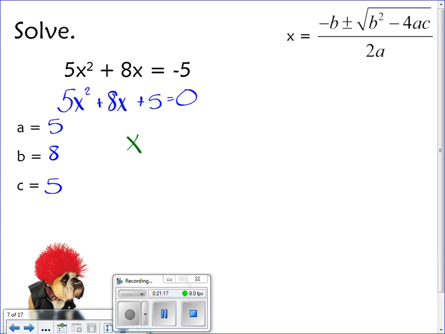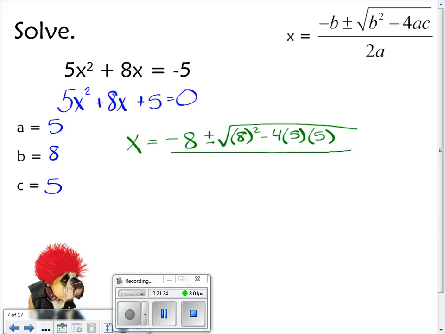All right, so x equals negative B, negative 8, plus or minus square root B squared, so 8 squared, minus 4. So A is my 5, my C, another 5, all over 2 times A, 5, a lot of 5s. Right, so just plugging all my numbers in. What am I going to do next? Clean up underneath. So negative 8 plus or minus radical negative 36 over 10.